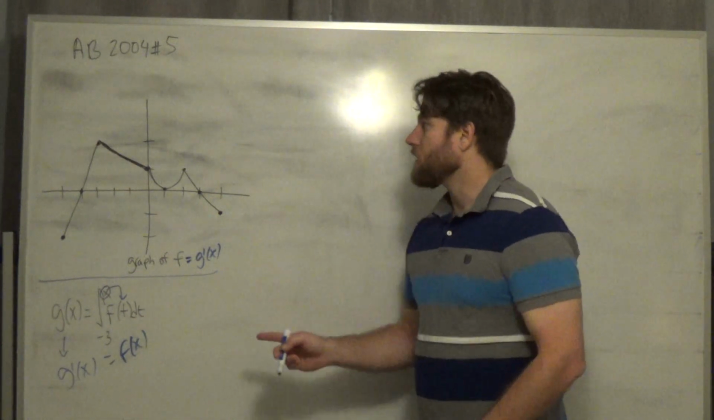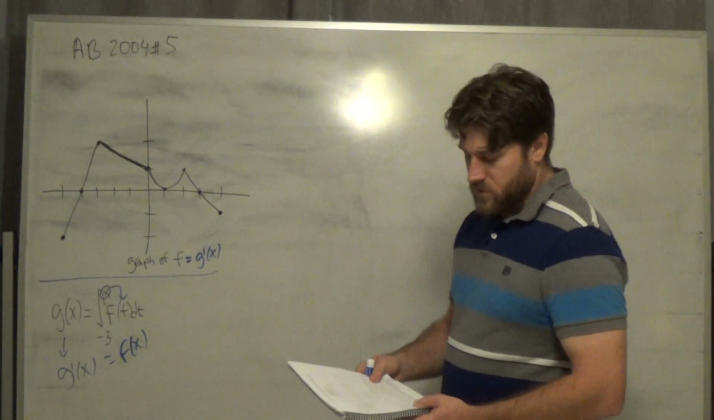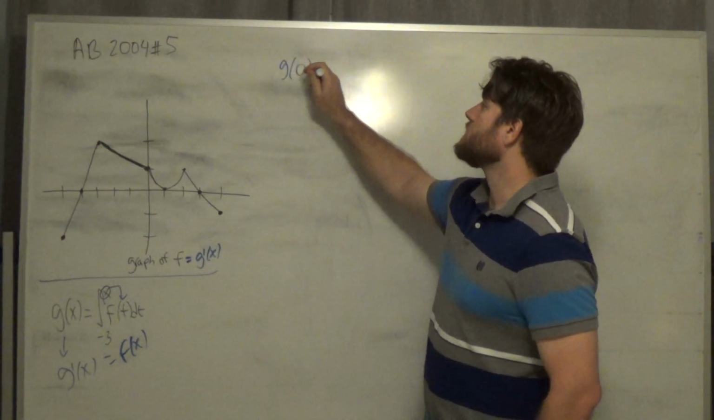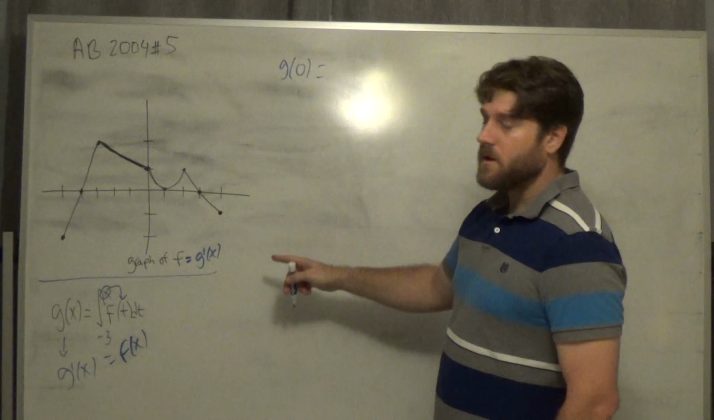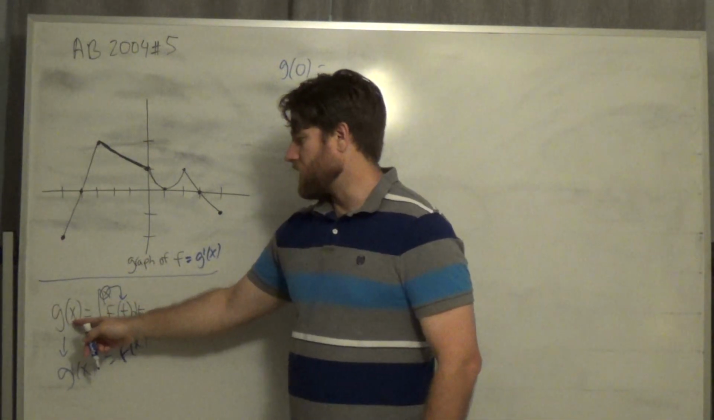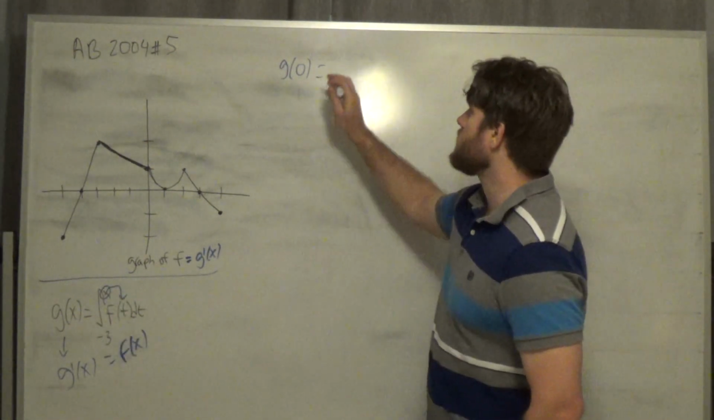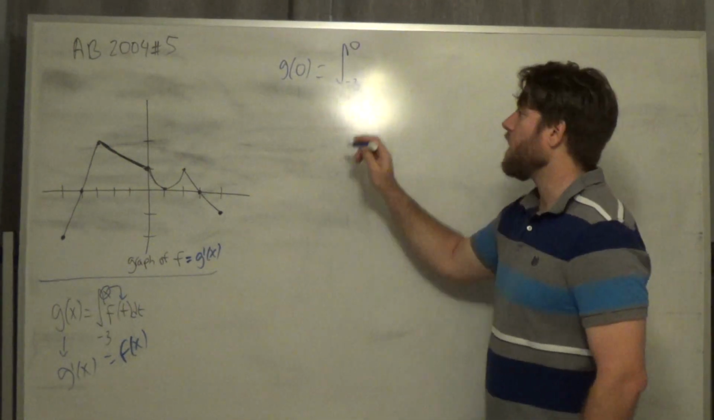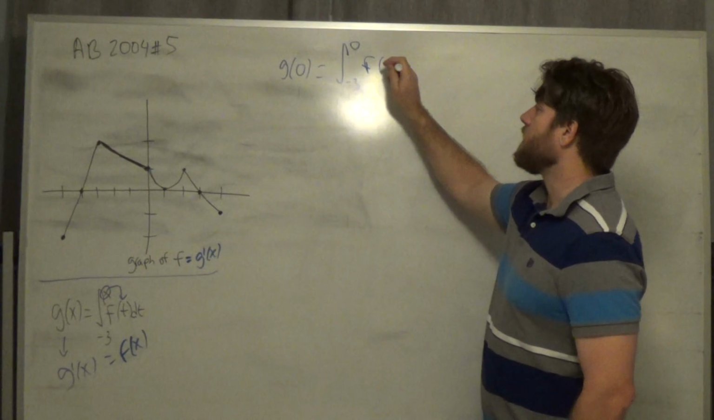All right, so we're going to go ahead and start with the first question. The first question is, what is g of 0? Now to understand what is g of 0, we're going to go back to this first one. I'm going to put a 0 here, I'm going to put a 0 here. So g of 0 is the integral from -3 to 0 of f of x.